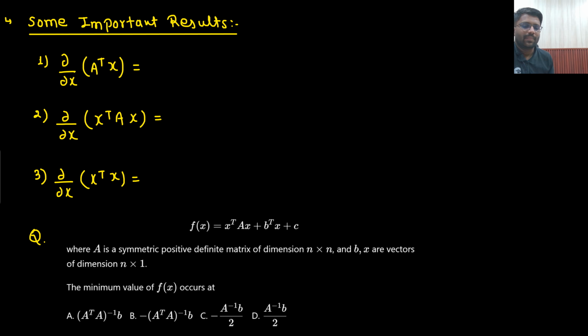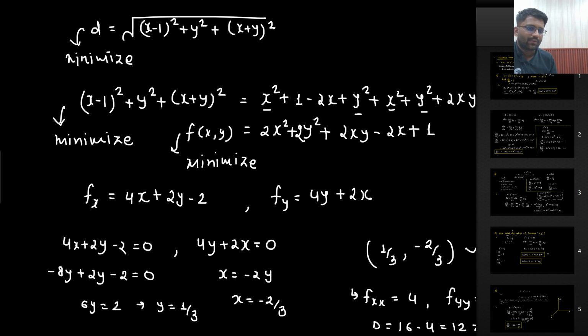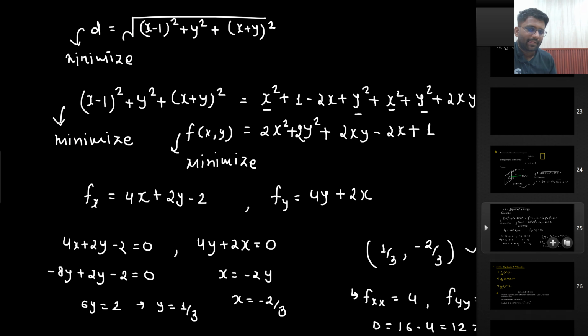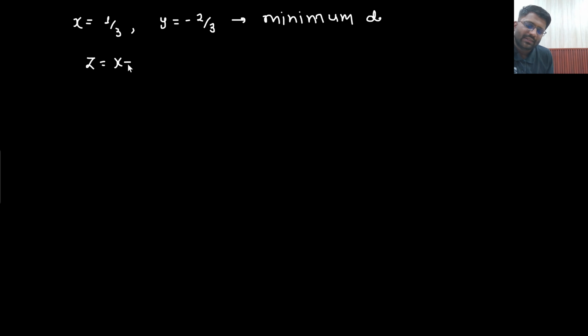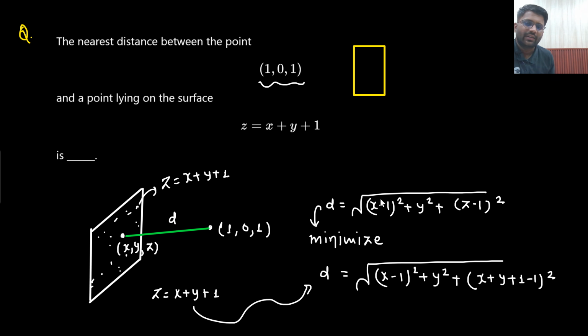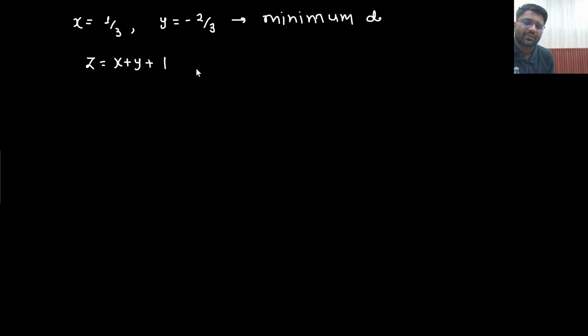What will be this point? What we have got now is that at x equals 1 by 3 and y equals minus 2 by 3, you get the minimum distance d. And what is z? Z is given as x plus y plus 1, right? Z equals x plus y plus 1. So 1 by 3 minus 2 by 3 will become minus 1 by 3, so that will be 2 by 3.